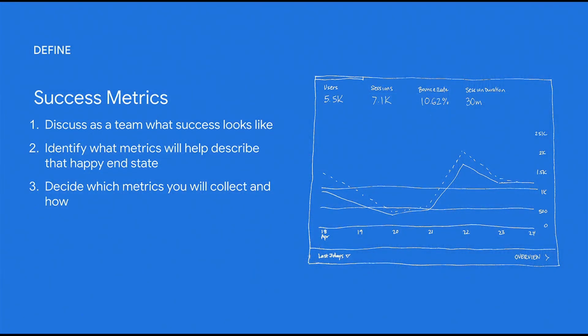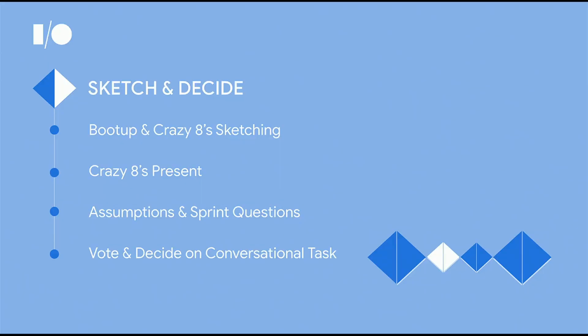And then it's always good to align the team on what does success look like for this product, and how are we going to measure it? So you can identify what are the success metrics that you're going to be collecting later once you've launched this product. Now you're ready to move into the sketch and decide phase. And this is where we use traditional design sprint methods like Crazy 8 sketching to create a broad range of ideas, assumptions and sprint questions to make sure that we're testing the right thing, and deciding on what the conversational task will be.